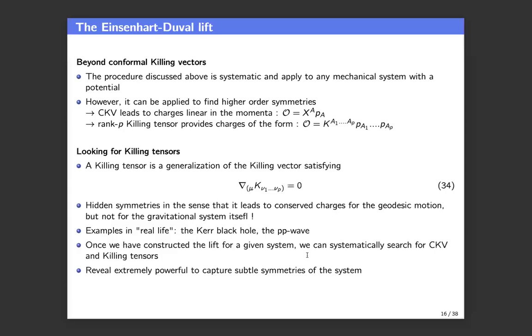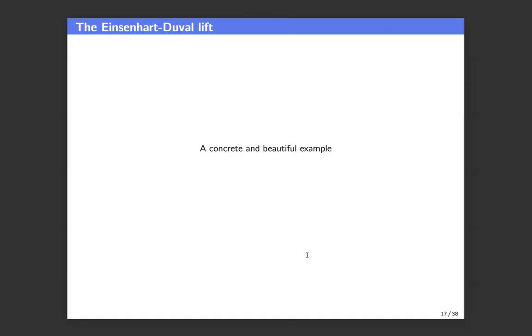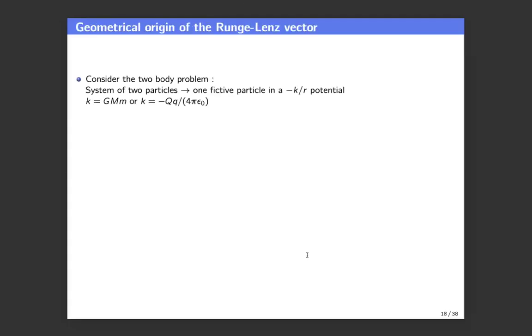What I would like to emphasize is that at this level, the Eisenhart-Duval lift is a super elegant approach to basically get these non-trivial conserved charges that you usually struggle to obtain and to identify. So the hidden constants of motion and the conserved charges which are higher, that are not linear in the momenta, that are quadratic, cubic in the momenta. Okay, let me show you one concrete example that is super textbook. I mean, the system is textbook, but what I'm going to show you is not textbook.